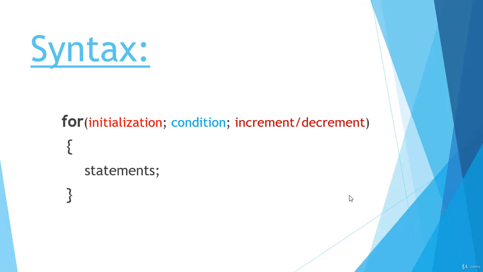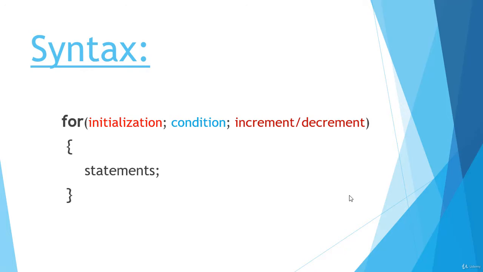For example, I type here int i = 1. Now the loop starts from 1 and it checks the condition. For example, the condition is i < 10. Now 1 is less than 10, the condition is true. Now it does not increment or decrement. After checking the condition, it directly moves inside the body of the for loop.